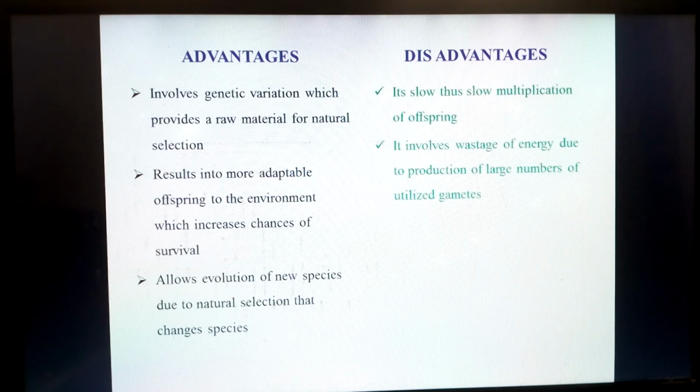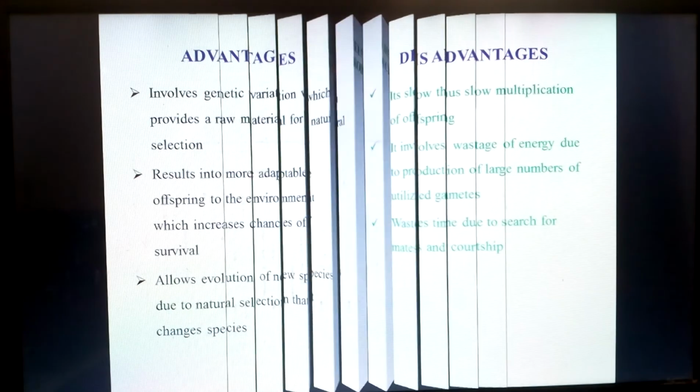It involves wastage of energy. Remember, you make very many gametes, and not all these gametes are used in fertilization. Only one sperm will fertilize the ovum. So because of that, large amounts of energy are wasted due to unutilized gametes. There is also wastage of time during courtship and mating. You've seen it quite commonly in human beings, where a human being has to plead for the female organism so as to court and eventually mate.